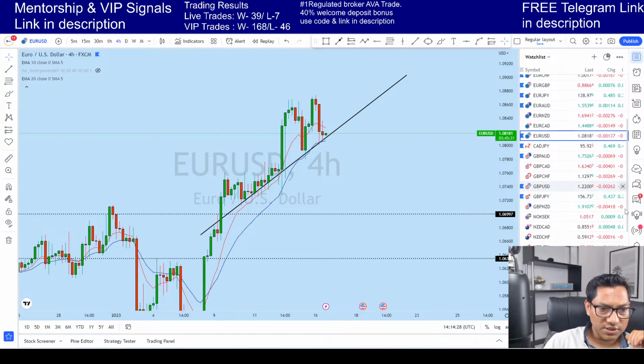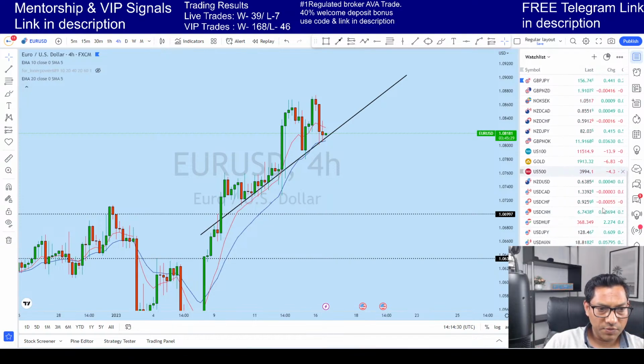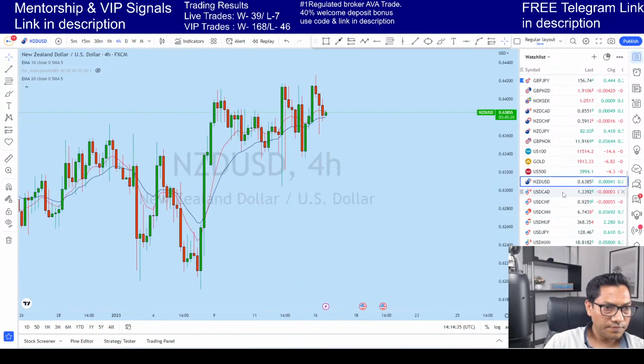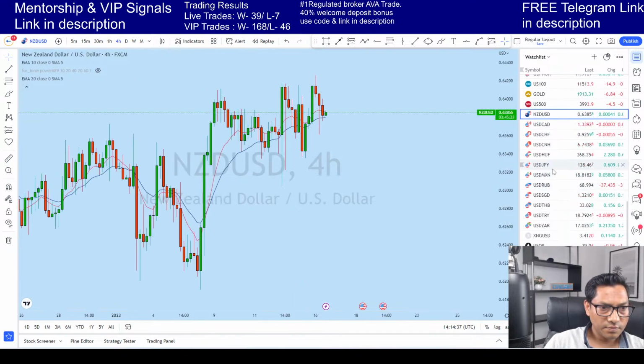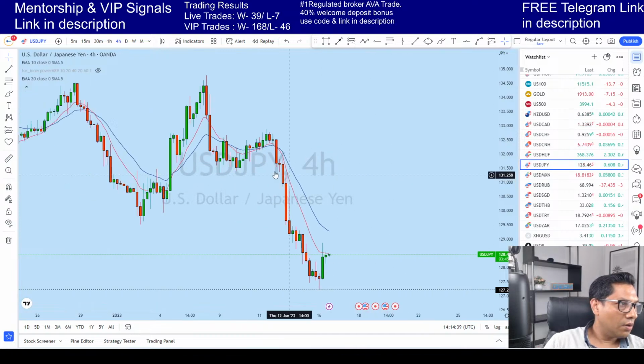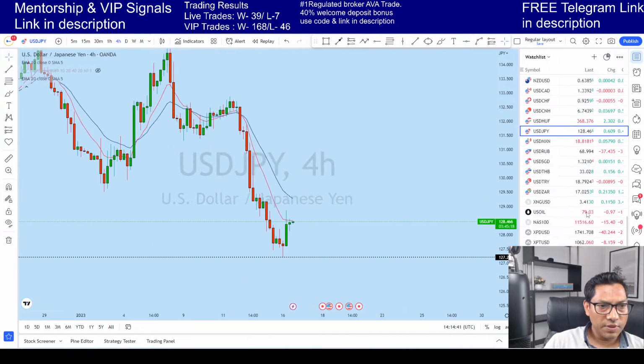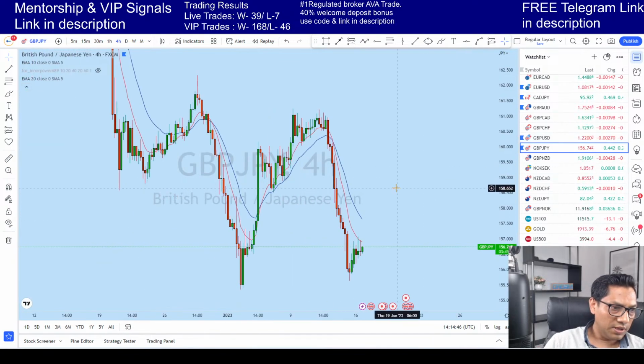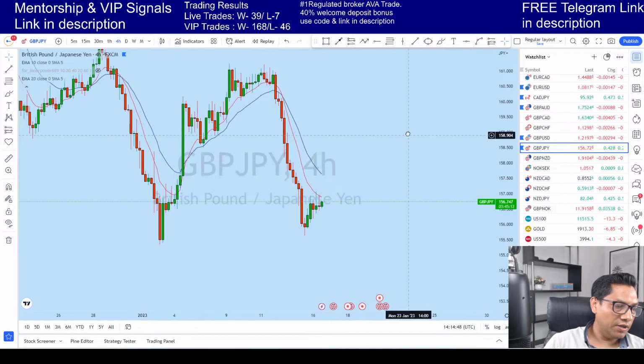So we discussed all of them, guys. Let's look at dollar CAD. Dollar yen. So dollar yen, basically yen pairs, we saw a very strong drop last week. Now this week again the price is coming for a deeper retracement.